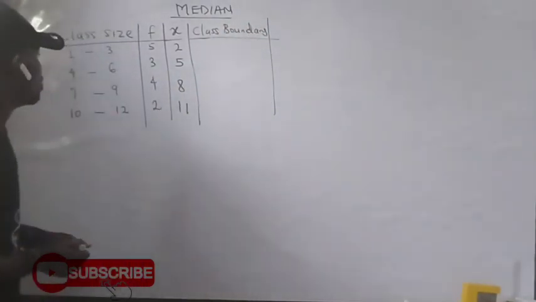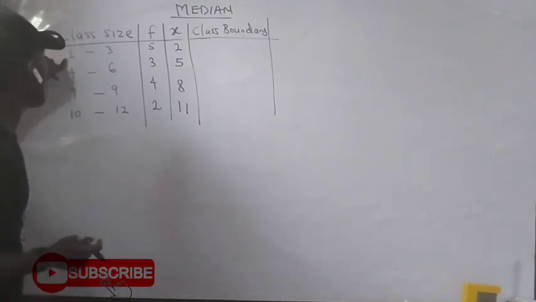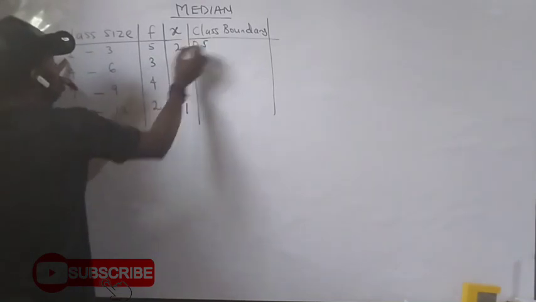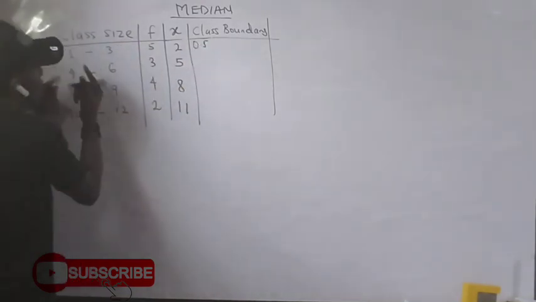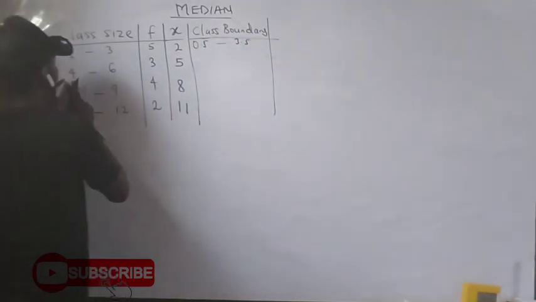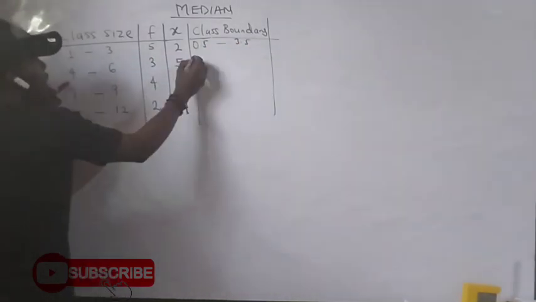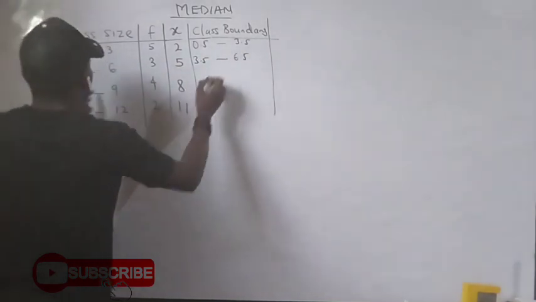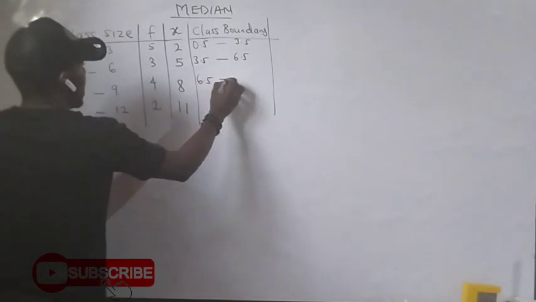Now, for my class boundary, what do I have? I'm going to be subtracting 0.5 from my 1 for the lower class limit, and adding 0.5 to the upper class limit. Then, subtracting 0.5 from 4, I will have 3.5. Adding 0.5 to the upper class limit, I will have 6.5. The same occurs with the rest as well.